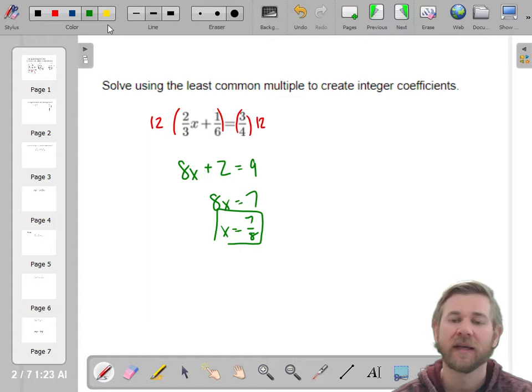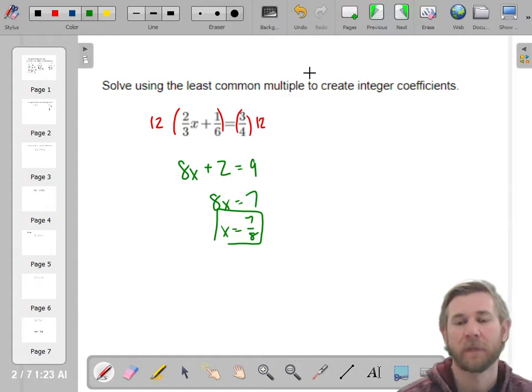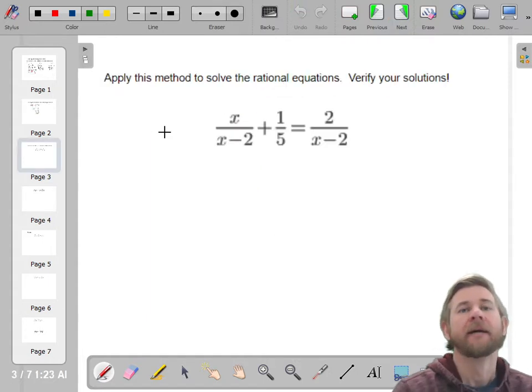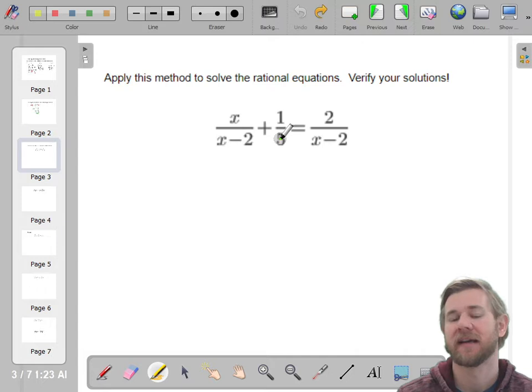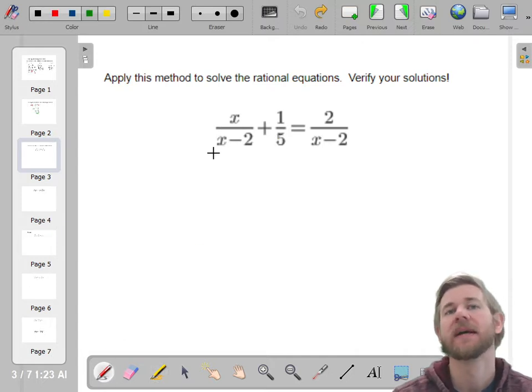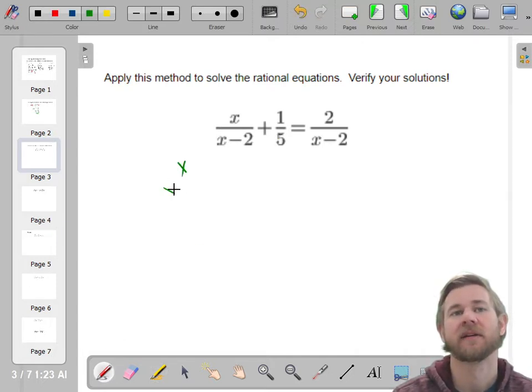That's how I'm going to do it for all the problems that we do today. So first thing, I want a common denominator for all of these terms. Now, these have x minus 2. That's nice, but this guy's got a 5. So what I'm going to need to do is get them all to have the same denominator.